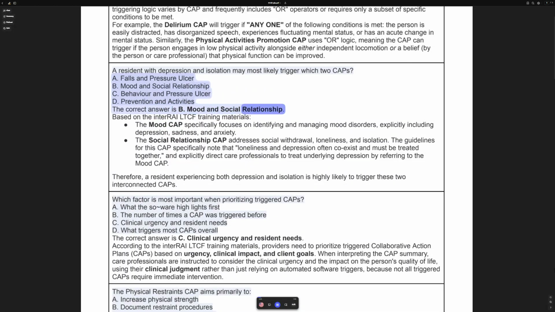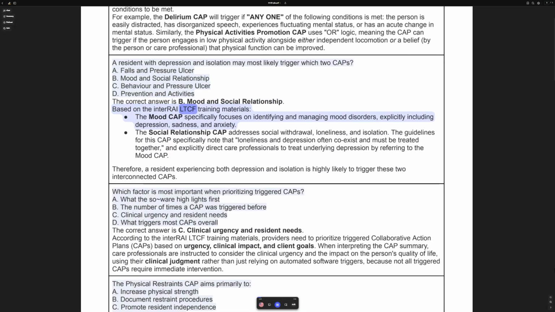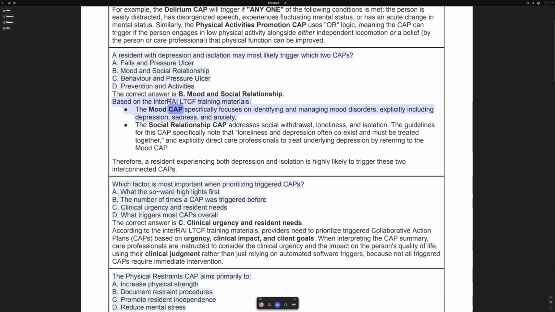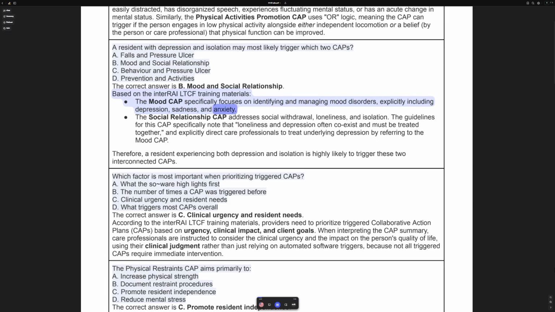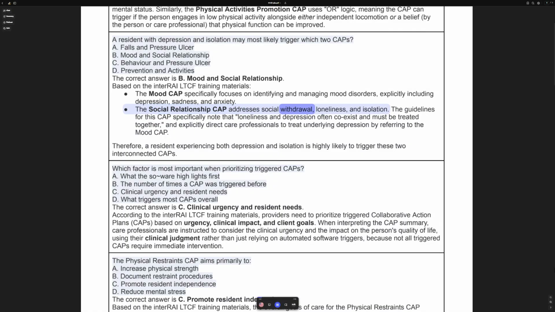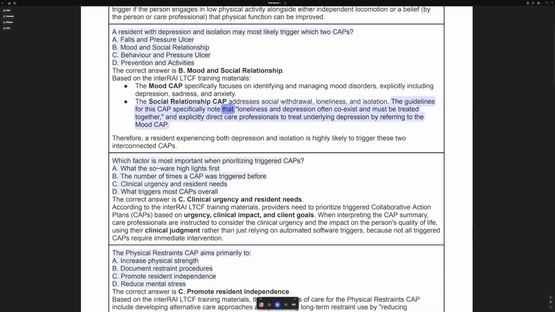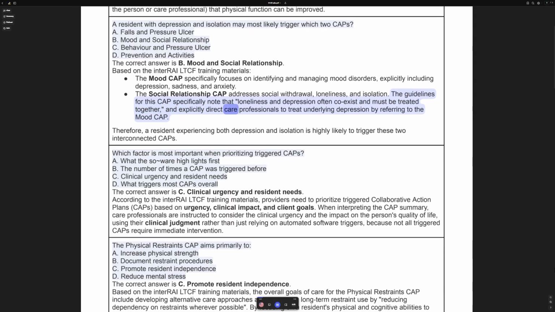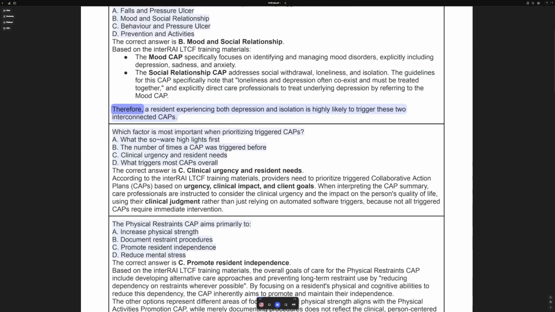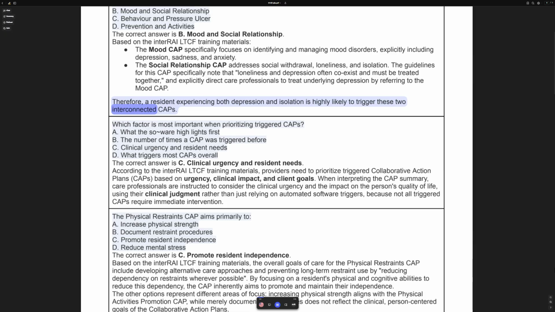Mood and social relationship. Based on the RAI training materials, the mood CAP specifically focuses on identifying and managing mood disorders, explicitly including depression, sadness, and anxiety. The social relationship CAP addresses social withdrawal, loneliness, and isolation. The guidelines for this CAP specifically note that loneliness and depression often coexist and must be treated together, and explicitly direct care professionals to treat underlying depression by referring to the mood CAP. Therefore, a resident experiencing both depression and isolation is highly likely to trigger these two interconnected CAPs.